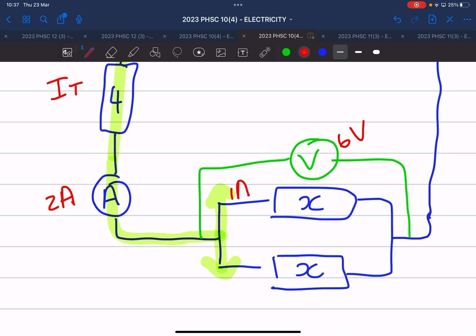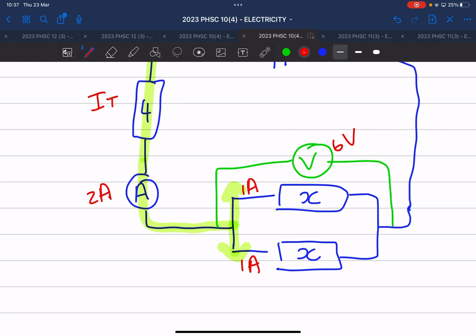Alright, so it's going to split up equally, 1 ampere and 1 ampere. I'm going to say again, why does it split up equally? Because the resistors are the same difficulty. So the current will split up equally.